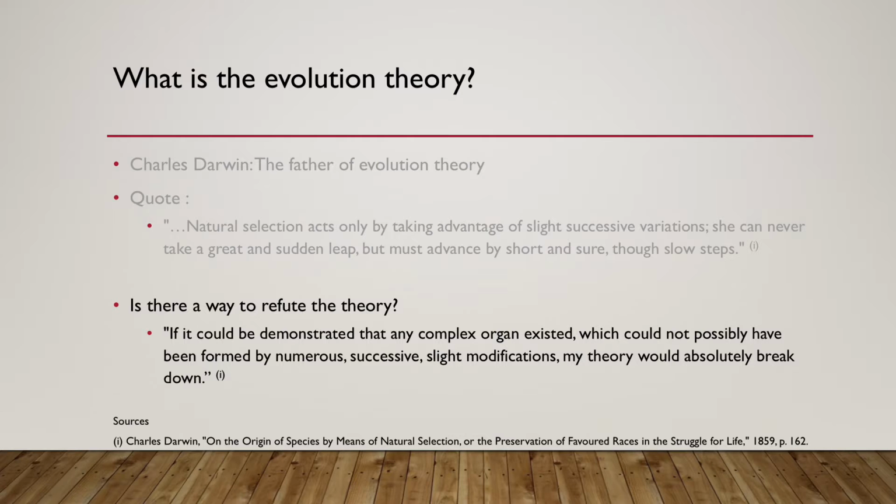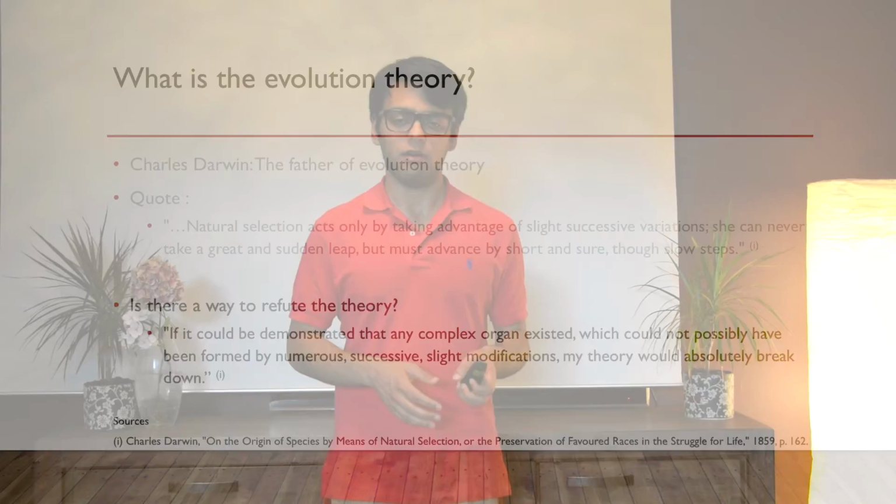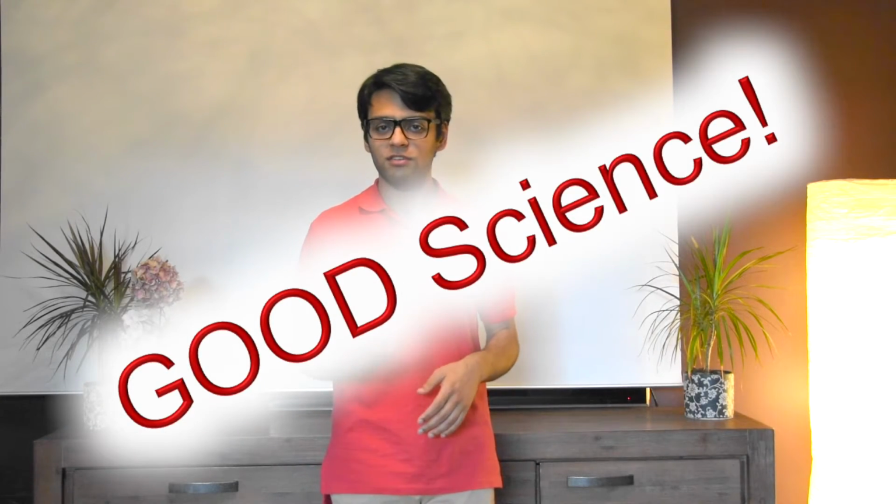So did Darwin tell us how we could refute his theory? Actually, he did. He said that if we could find a very complex system that was not reducible anymore, and that the parts of this system could not have originated in slowly evolving systems, then his whole theory would fall apart. Now that is good science. When you present a hypothesis, you also should present a way to disprove your theory.